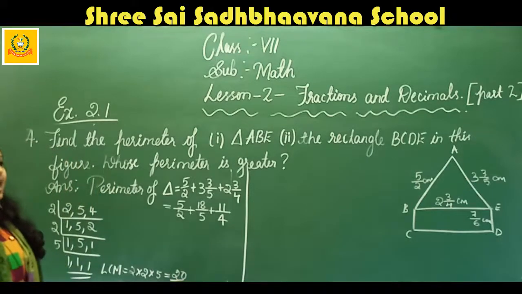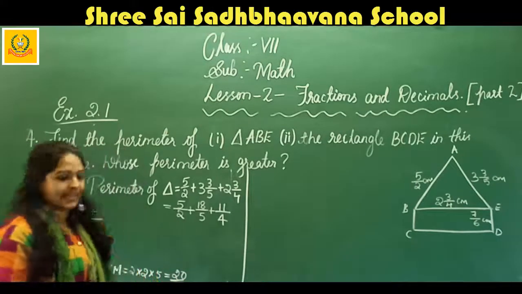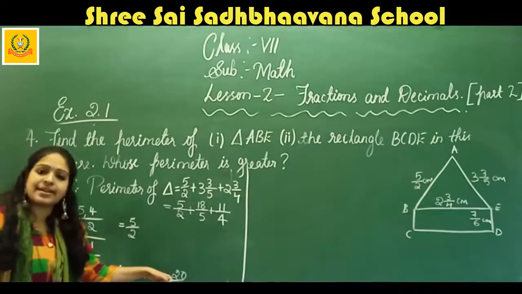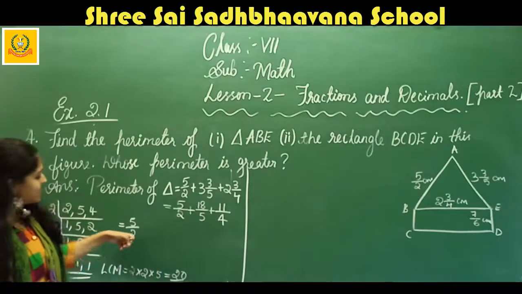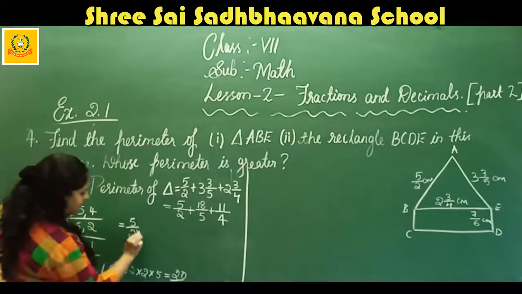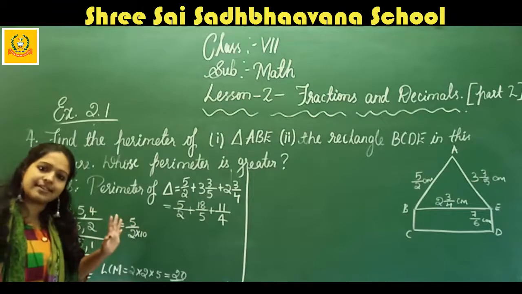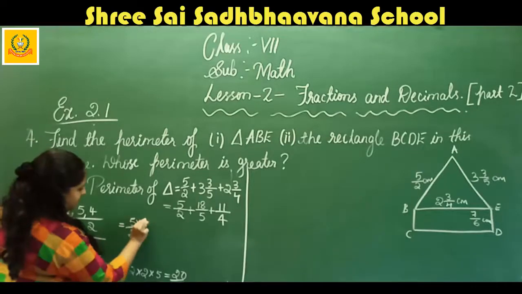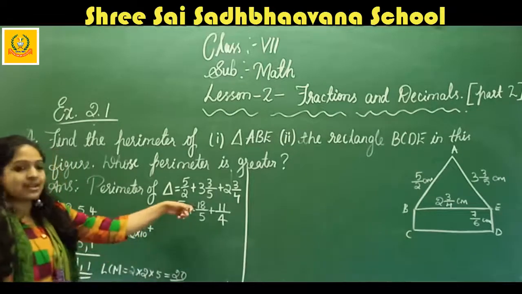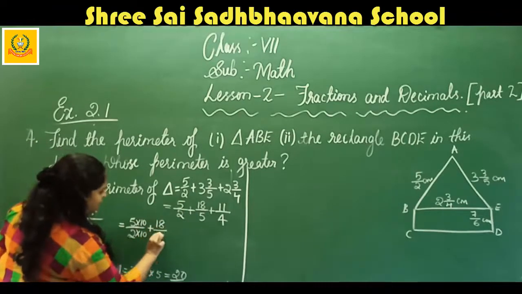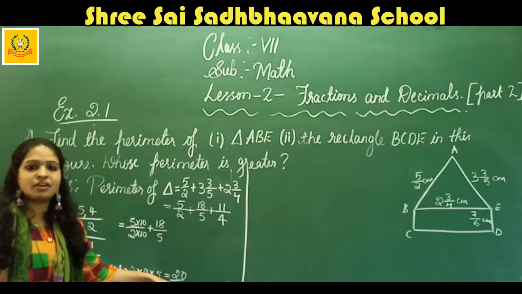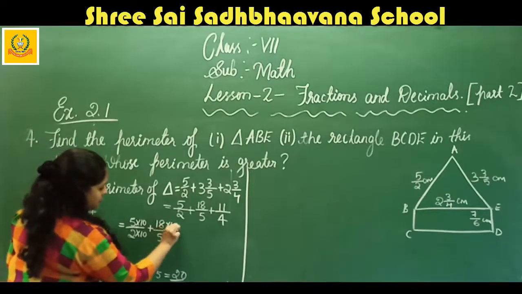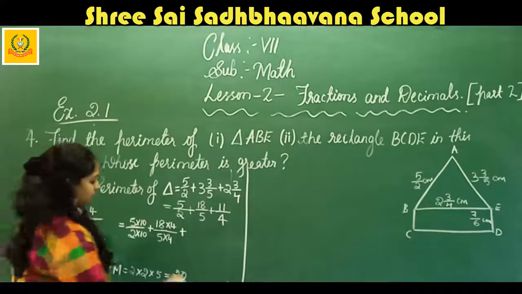That means what I have to do? I have to make all the denominators 20. Okay, let us see how to do. 5 by 2, 2 how many are 20, children? 2 tens are 20, that means I have to multiply this by 10. What about the numerator? Can I leave as it is? No, I have to multiply the numerator also by the same number, that is 10. Plus. Okay, let us take the next one. That is 18 by 5. 5, how many are 20, children? 5 fours are 20. So I have to multiply this by 4, even the numerator also. 4. Finished?